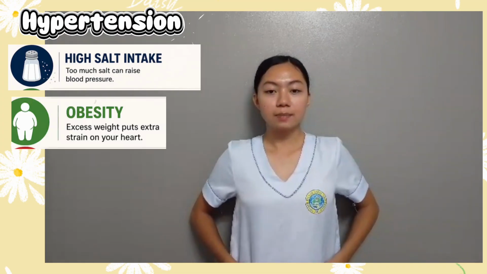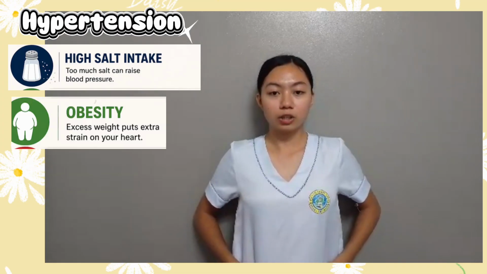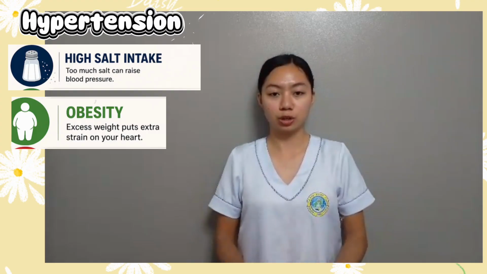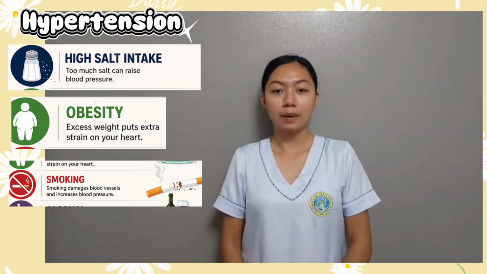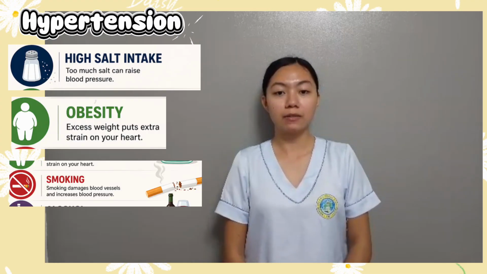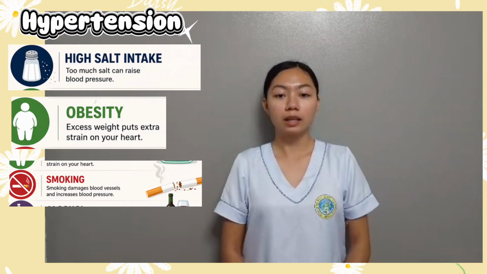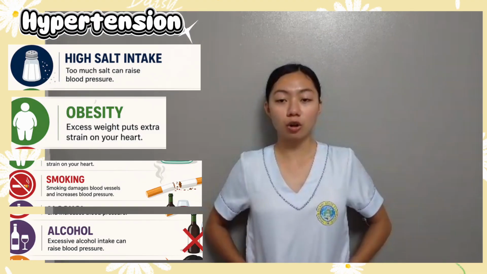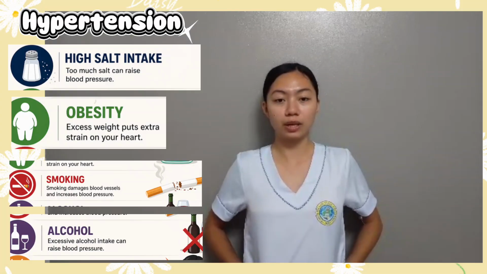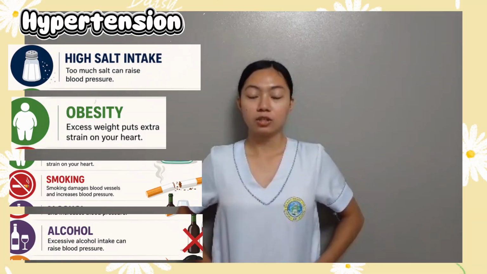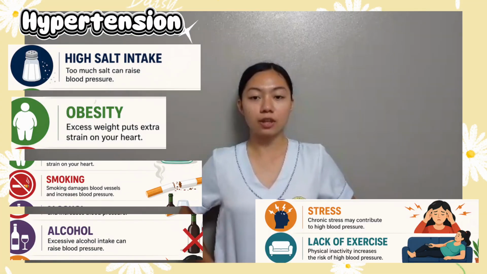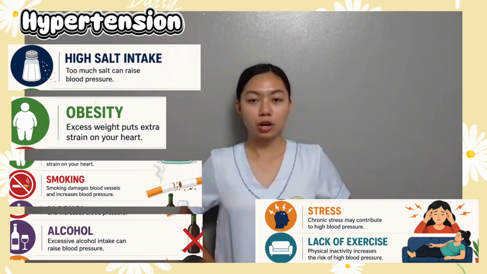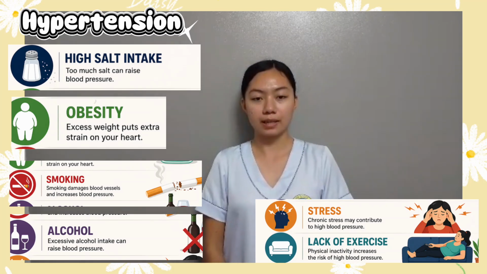Obesity. Excess body weight makes the heart work harder to pump blood, raising blood pressure. Smoking. Chemicals in cigarettes damage blood vessels and make them narrow, leading to higher pressure. Alcohol. Drinking too much alcohol can increase blood pressure and weaken the heart over time. Stress. Constant stress can temporarily raise blood pressure and may lead to unhealthy habits.